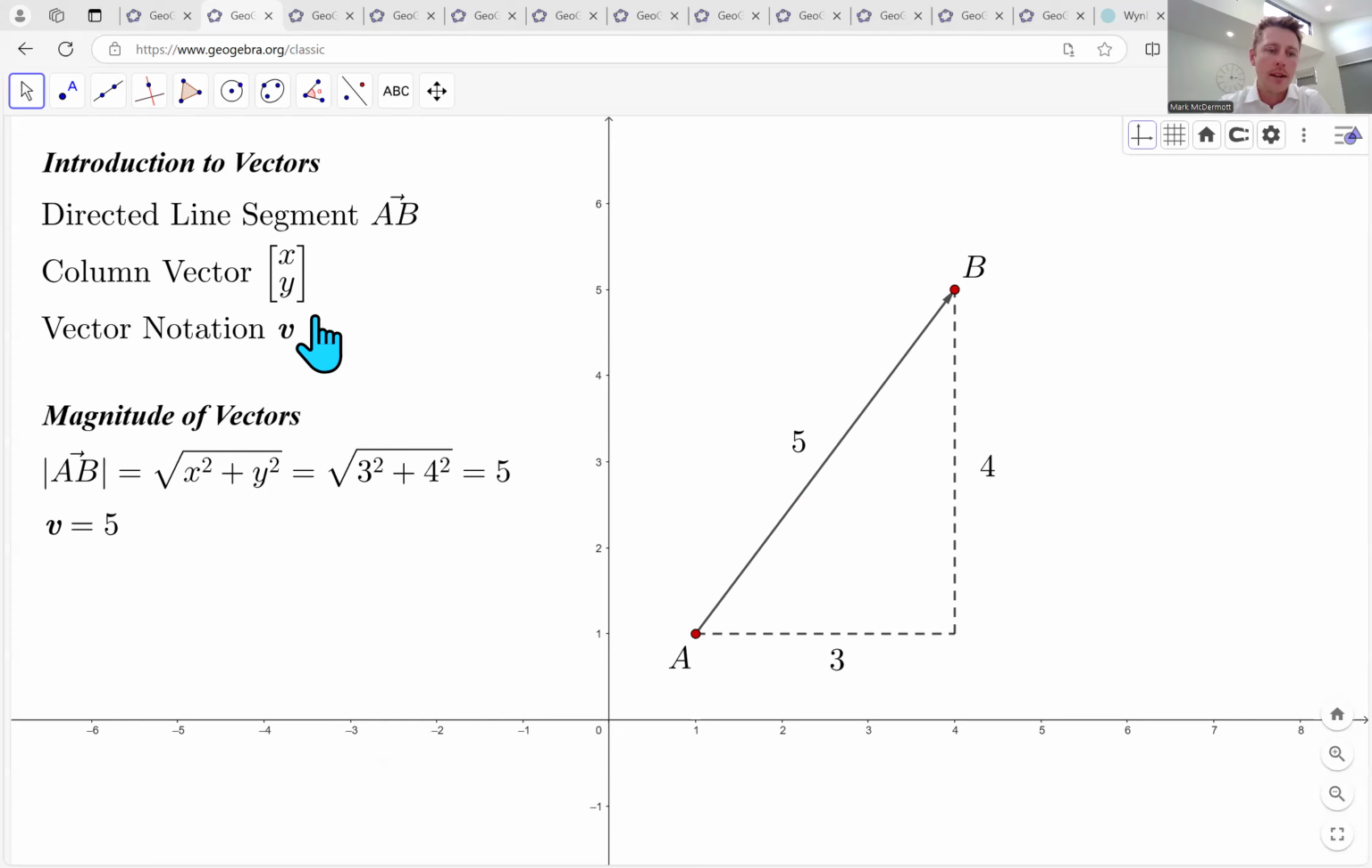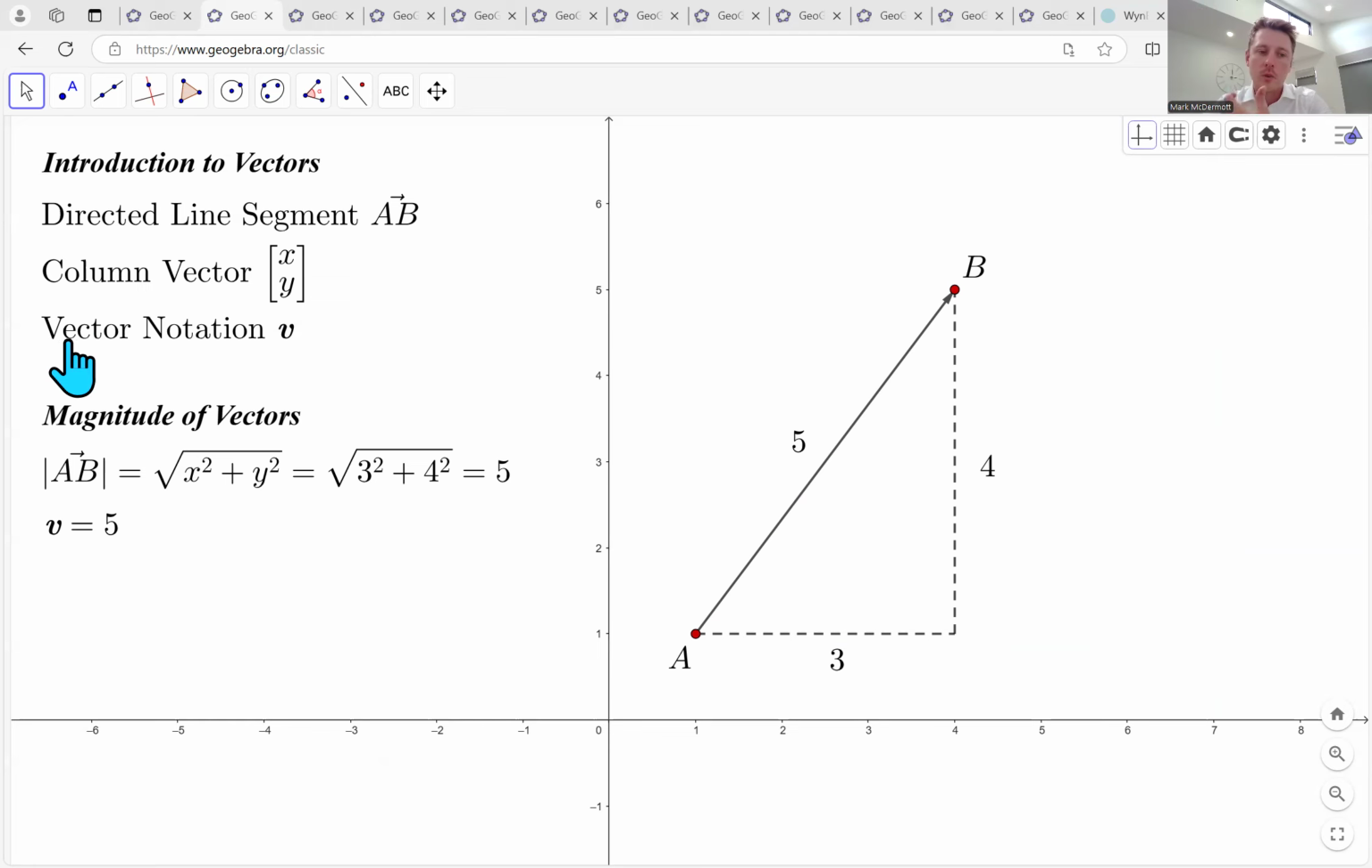And then we could represent it as a column vector, which uses a 2x1 matrix in order to do that. So this vector AB, as a column vector, would be 3, 4. So 3 would be in the first row, first column, and 4 would be in the second row, first column. And so this top number tells you how much to the left or right you're going. In this case, we're moving to the right 3, and then we're going up 4. So it'd be 3, 4.